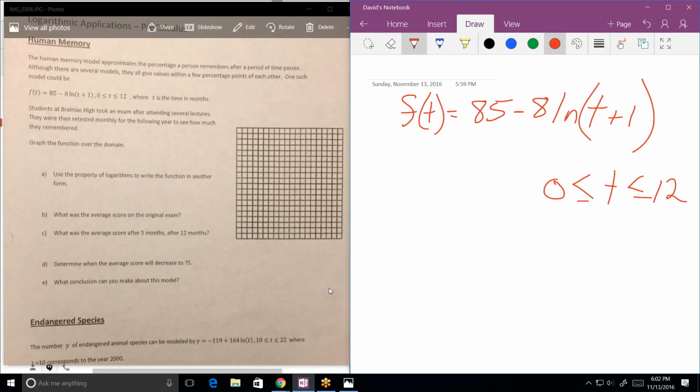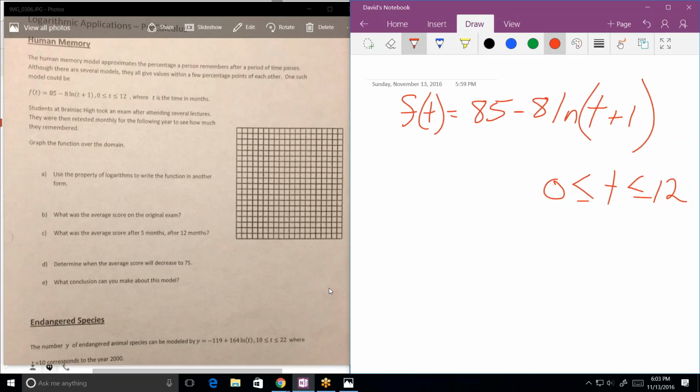So notice that if t were 0, in other words, immediately after you review the material, you're going to understand 85, because the natural log of 1 is 0. So this whole thing becomes 0. You're going to know 85% of the material right after reviewing it. And the more time passes, the less you're going to remember.